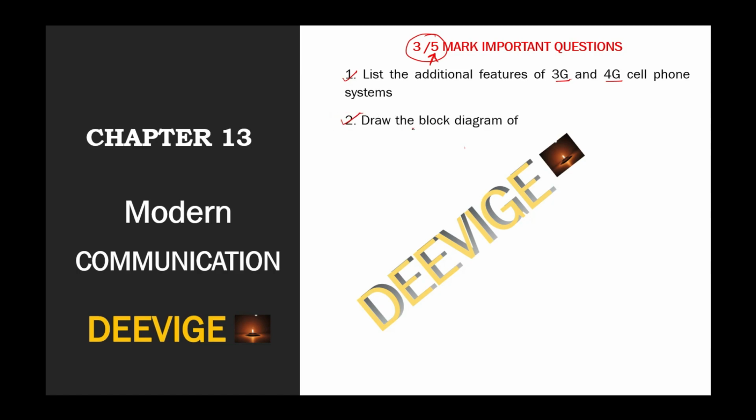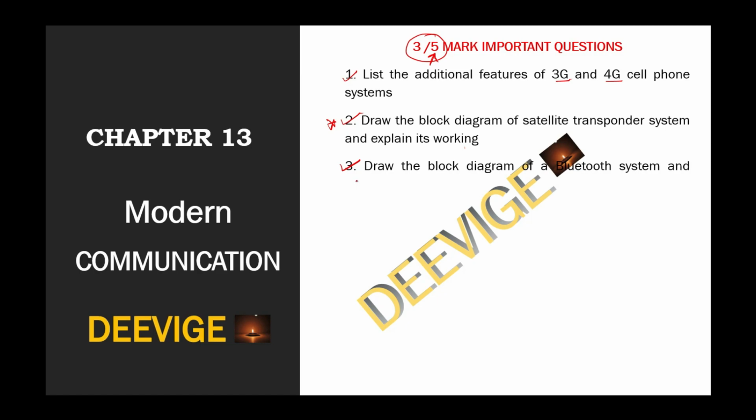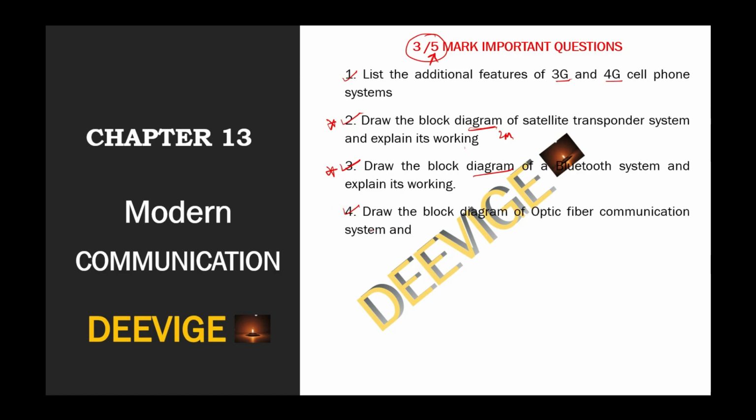The next question is, draw the block diagram of satellite transponder system and explain its working. This is very important. Many a times it has been asked. Then the next question is, draw the block diagram of a Bluetooth system and explain its working. This has also been asked. If they ask only for the diagram, it can be asked for 2 marks, and with explanation it can be asked for 3 marks or even 5 marks. Then the next question is, draw the block diagram of optic fiber communication system and explain. These are very frequently asked questions.